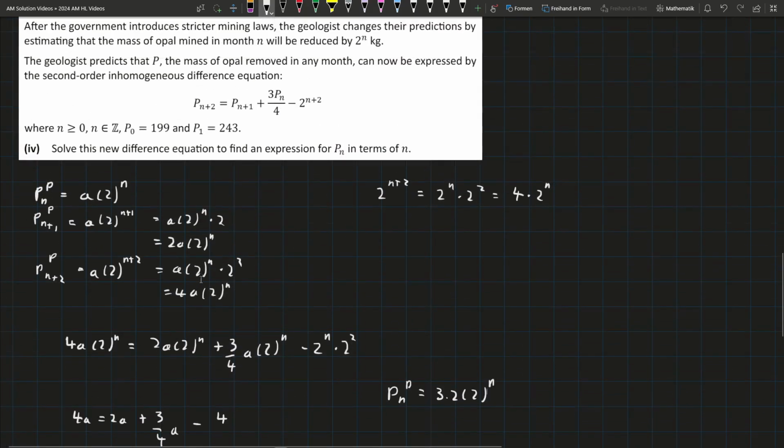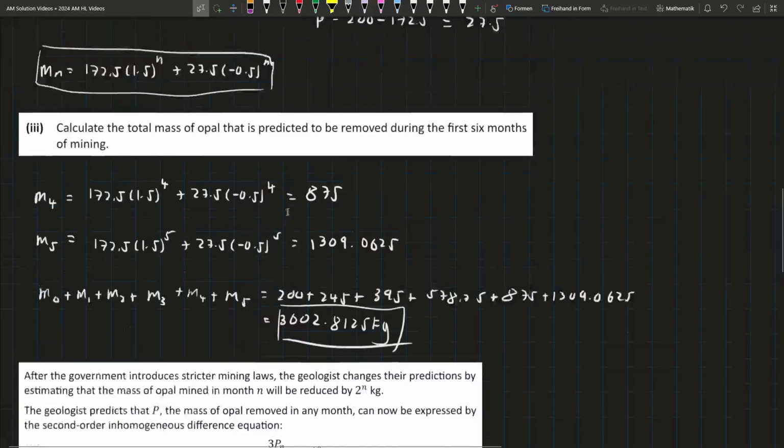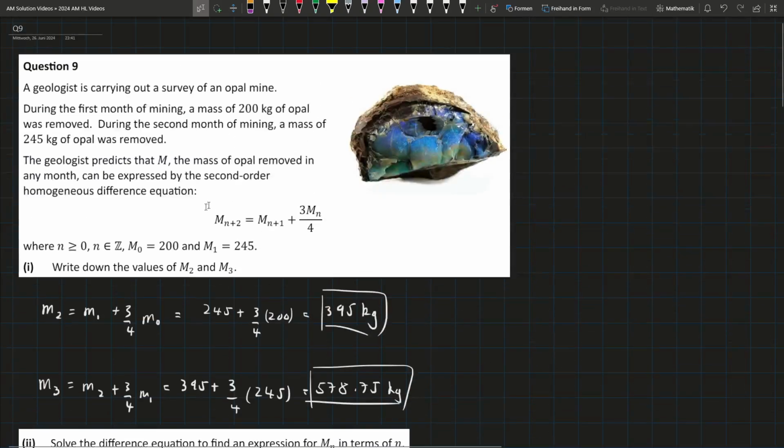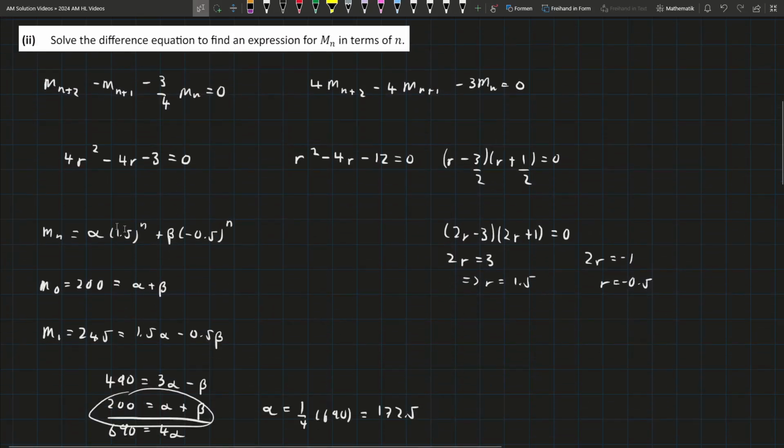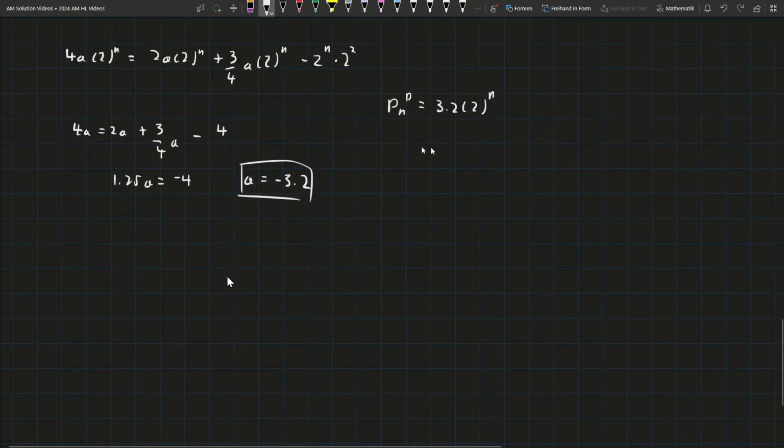Now we just need to add that to our complementary solution, which we already figured out because it's the exact same as up here. So our complementary solution was alpha. Our roots were 1.5 and minus 0.5. So our complementary solution is alpha, some number alpha, because it's going to change now that we have this 2 to the n, so it's not going to be the same as the previous part, times 1.5 to the n, plus beta times minus 0.5 to the power of n.